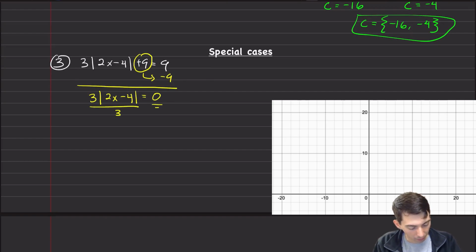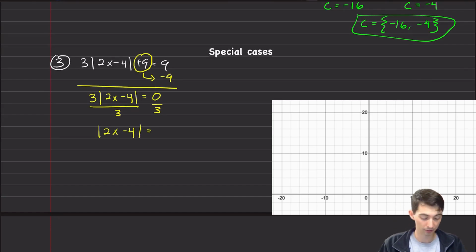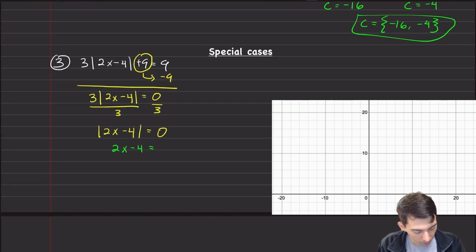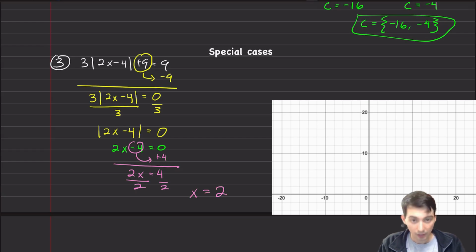Then I can divide by 3 to get the absolute value of 2x minus 4 is equal to 0 divided by 3, which is still 0. And so I get the absolute value is equal to 0. Now 0 is not positive or negative, so when we do this, we only have to do one equation. I just have 2x minus 4 is equal to 0. And so I can take my 4 and move it over to be plus 4. So I get 2x is equal to 4. And then if I divide by 2, I get x is equal to 2.